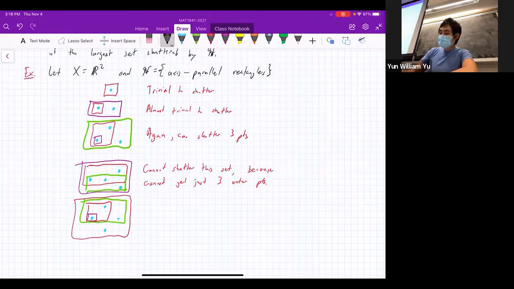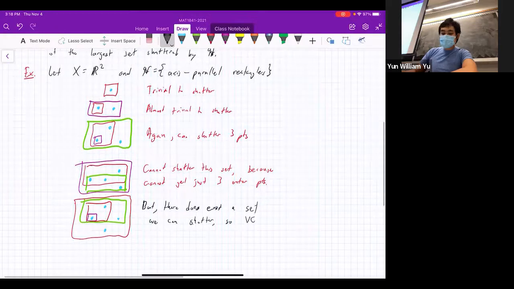And by symmetry, you can see that you can get all of the subsets. So there does exist a set we can shatter. So the VC dimension of this thing is greater than or equal to 4.